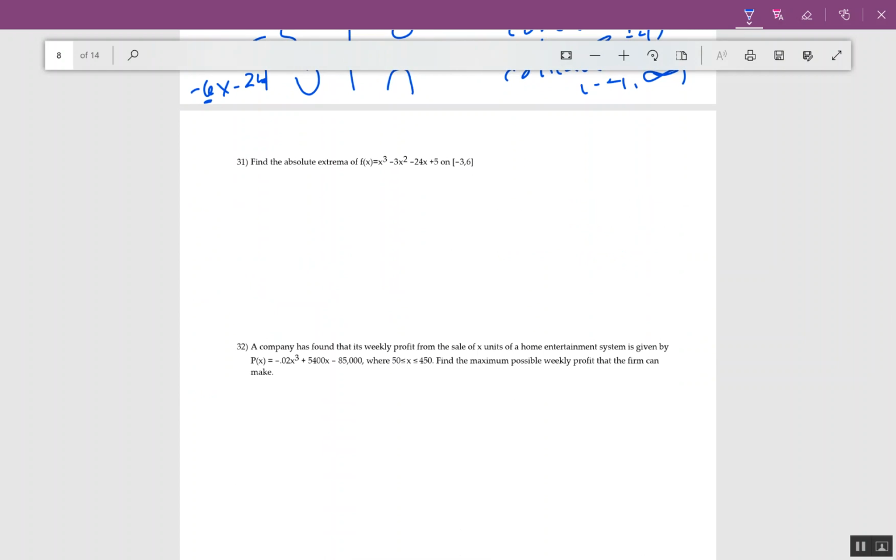Number 31 says find the absolute extrema on the interval negative 3 to 6. So I'm starting with the first derivative. x cubed derivative is 3x squared. Minus 3x squared, I get negative 6x. Negative 24x is minus 24, and the 5 goes away. I look at 3, 6, and 24 and see they all have a 3 in common, so I'm going to factor it out. So factoring out the 3, I have x squared minus 2x minus 8.